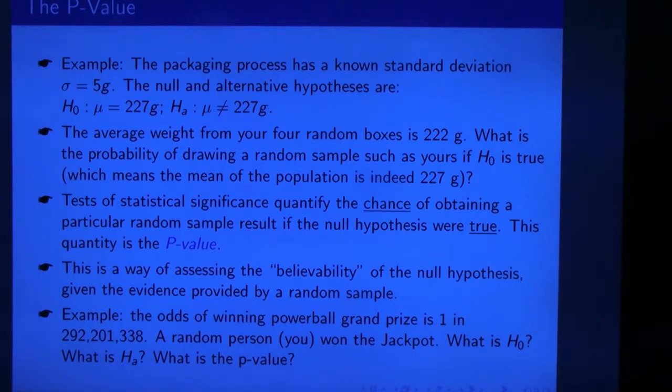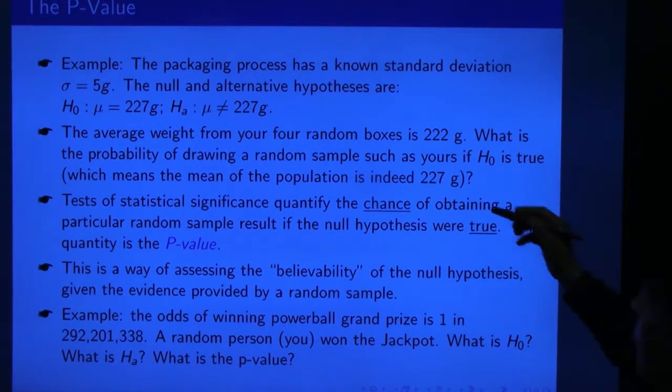Why do we want to use a two-sided test? The reason is if mu is greater than 227, then your company will not be happy. If mu is less than 227, then the customers will not be happy. So either way, if it's greater than or less than, you need to revise your calibrating machine. That's why we use a two-sided test. The average weight from your 4 random boxes is 222.